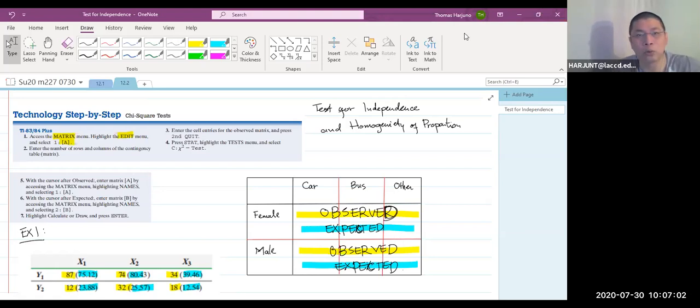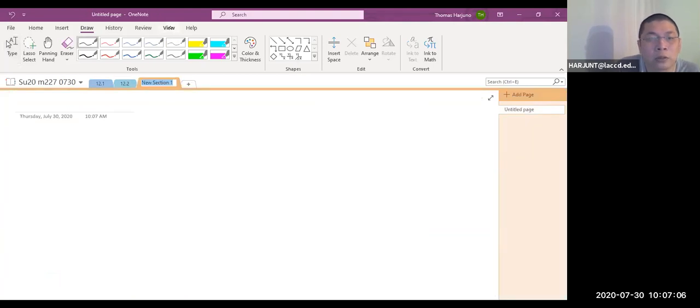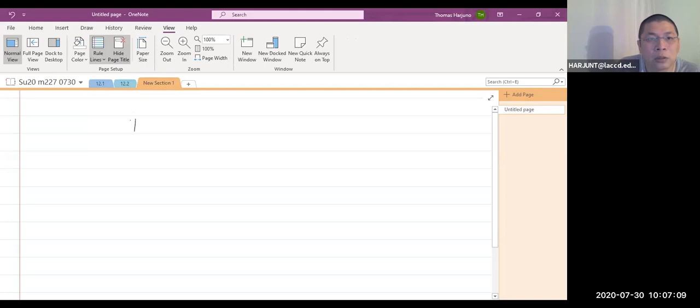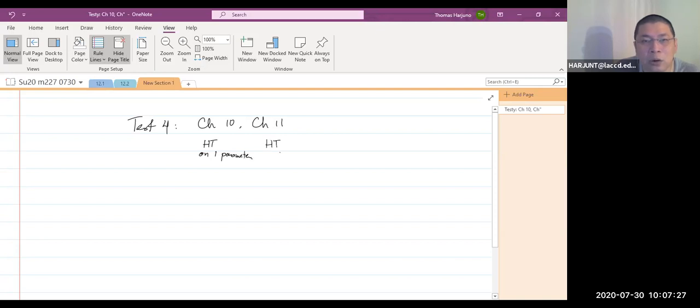What chapters are in test 4? Let me put it here. Test 4 will be chapter 10 and chapter 11. This is hypothesis testing on 1 parameter. And this is hypothesis testing on 2 parameters. And then linear regression.